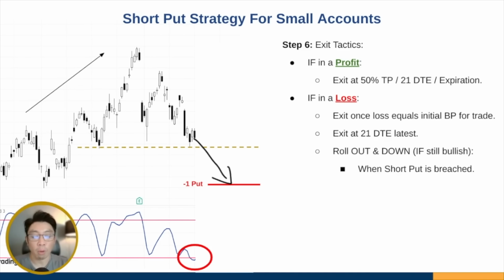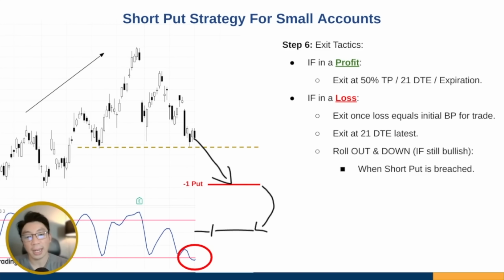When you roll out and down, the moment your short put is breached, basically you're able to roll it to a further away strike price, right? Because this is a time where your extrinsic value is quite high. So you want to choose a further DTE. So one thing is that if you were to roll it when the short put is breached, what you will find is that sometimes you can get to a point whereby the DTE is just too huge.